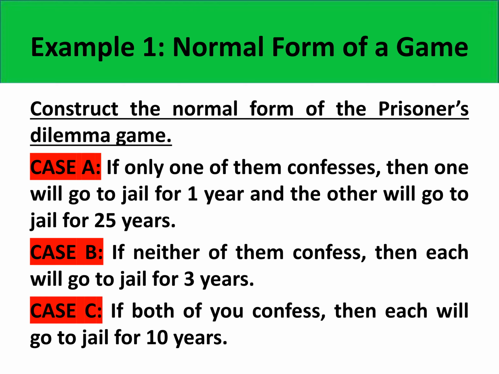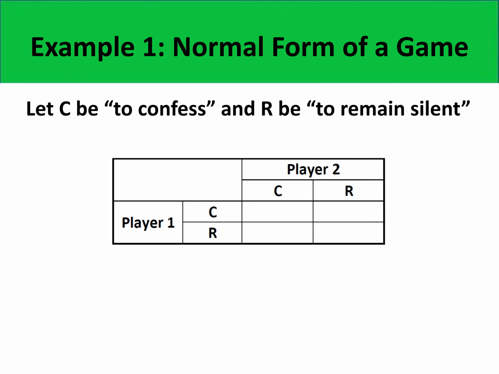The second case is when neither of the suspects confess, then each of them will go to jail for 3 years. And the last case is if both suspects would confess, then each will go to jail for 10 years. We let capital C be the strategy to confess and capital R be the strategy to remain silent. And then we form the following table.